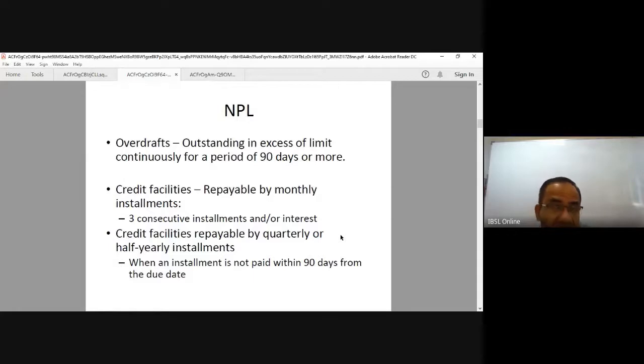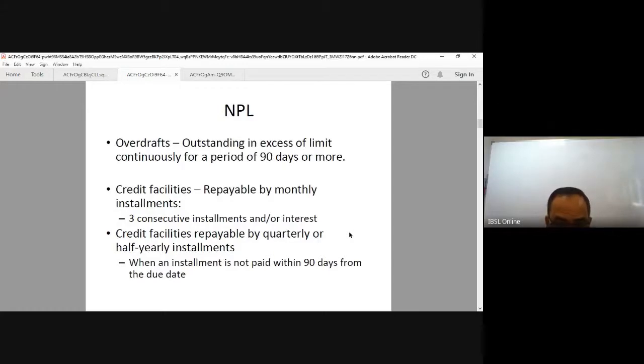Normally when you're giving an overdraft, let us say you are given a 10 million overdraft limit, people are supposed to operate the overdraft within the limit, right? It can be in credit, it can be in debit, but it should not exceed the limit. But if you find that the overdraft is utilized above the approved limit, and that remains in excess of the limit continuously for over a period of 90 days, then we call it a special mention account, more than 90 days, right?